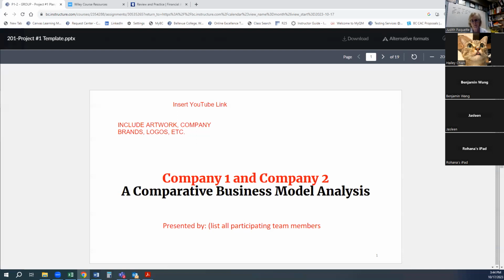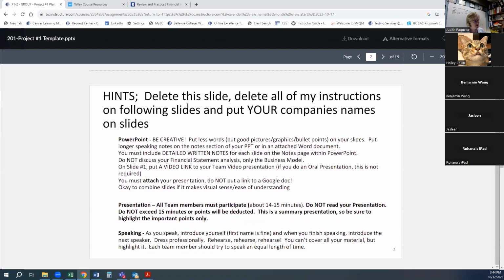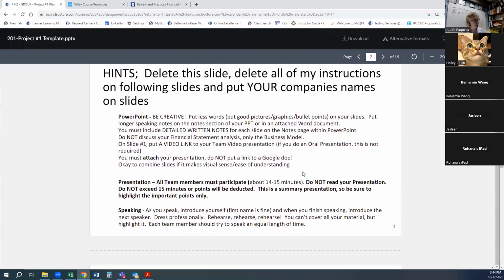So I created a template this quarter because students were spending way too much time trying to figure out what I wanted on the PowerPoint. So I've got it set up, and then I'm begging you guys. I know that many of you are very creative, to put a lot of creativity into your PowerPoint. Artwork, company brands, logos. Don't just use random artwork. Make it tied to the company brands. So like if you're studying Columbia or Nordstrom, put Nordstrom brands in there so people get a visual of what the company's about.